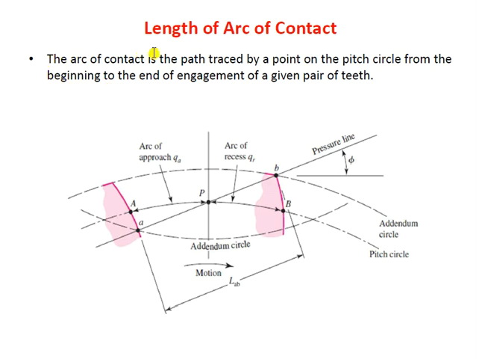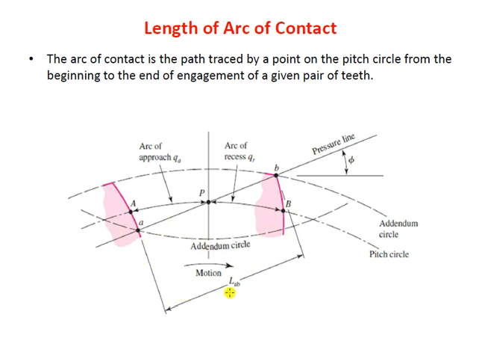What is arc of contact? The arc of contact is the path traced by a point on the pitch circle from the beginning to the end of engagement of a given pair of teeth. Exactly, the other diagram is very complicated, which I will show you after this. So that's why I have taken this diagram.